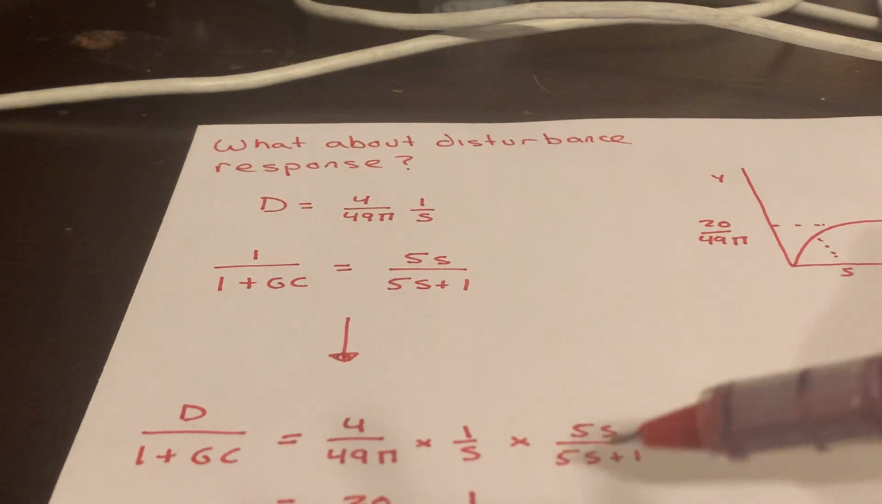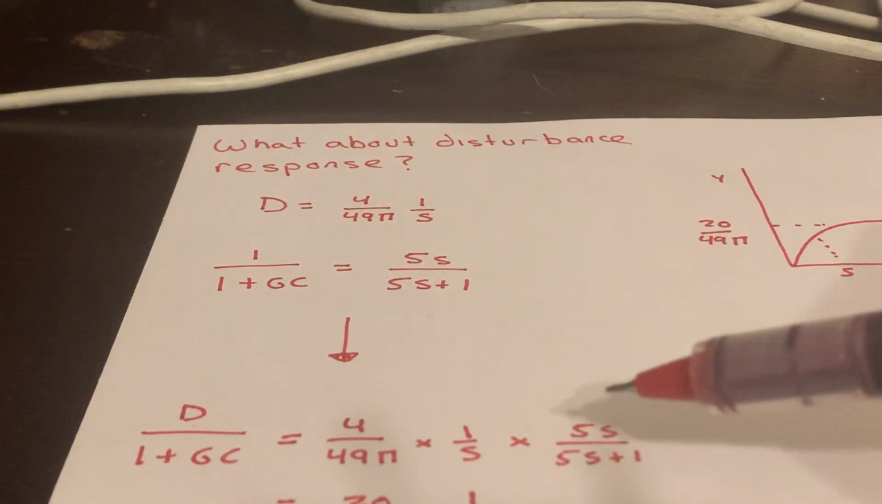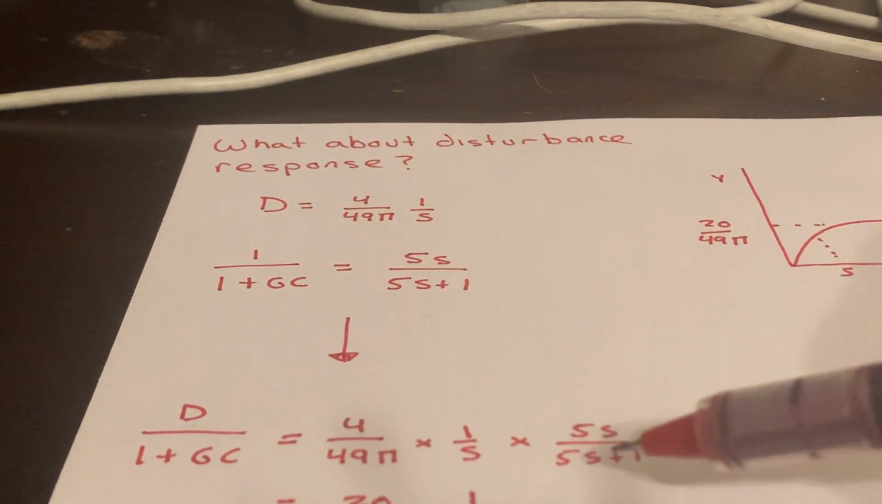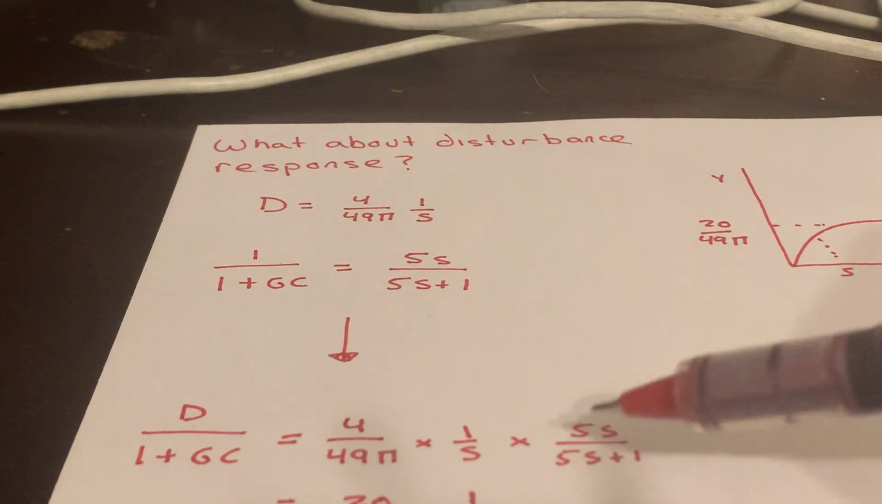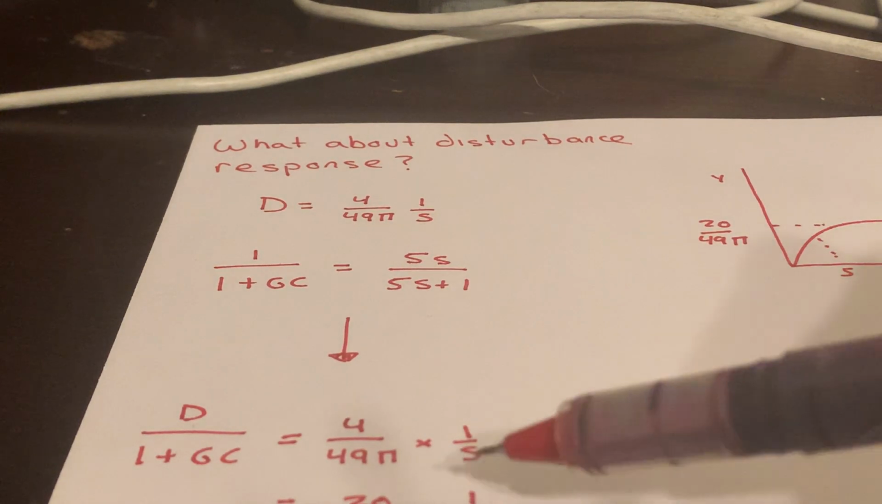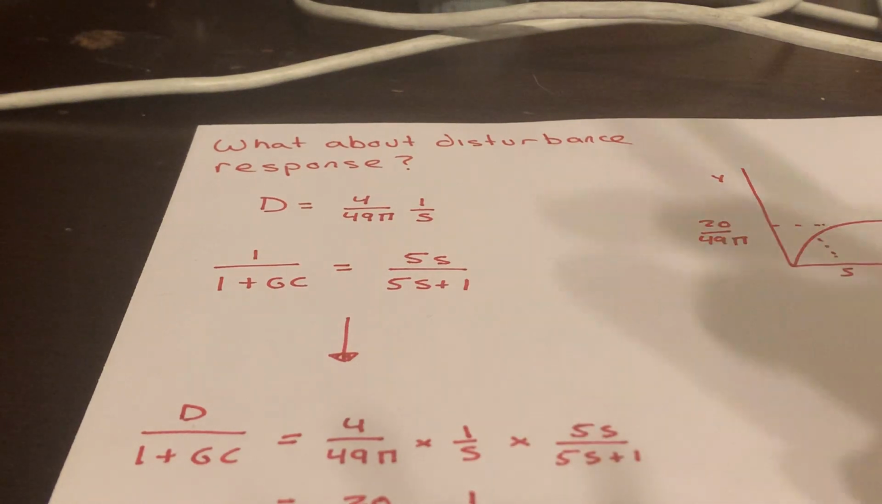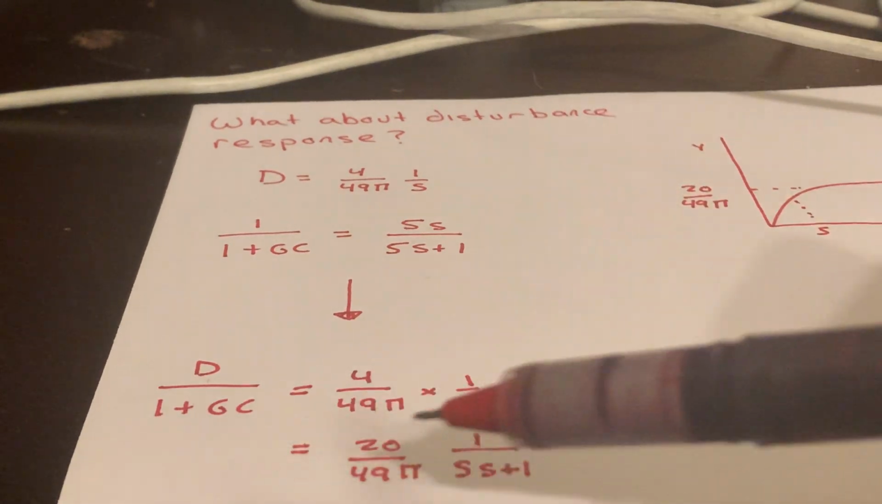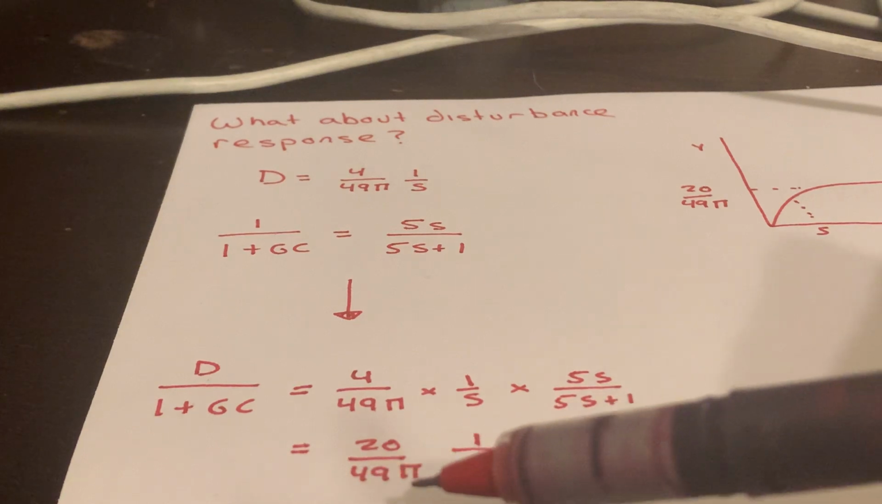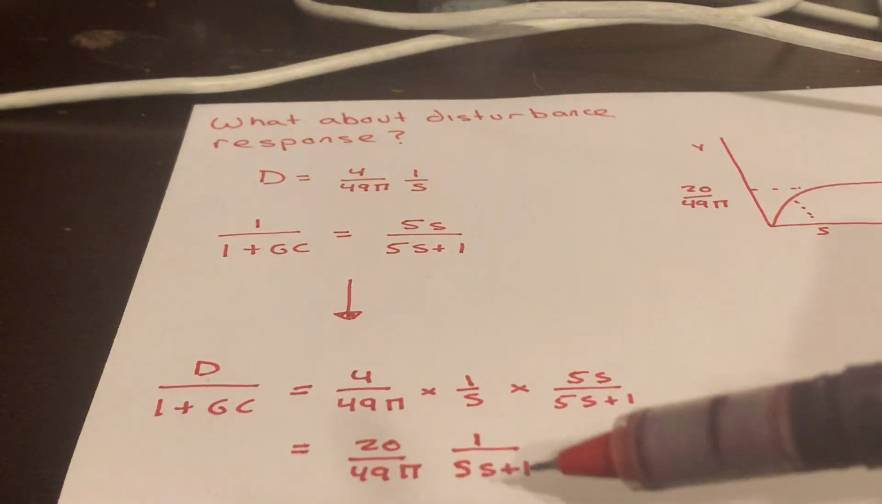Now, normally you would think that when we have an S in the numerator, that's going to give you offset-free disturbance response, but we're going to have these two S's cancel out. So this S and this S, they're going to cancel out. And basically, this is reduced down to 20 over 49 pi, 1 over 5s plus 1.